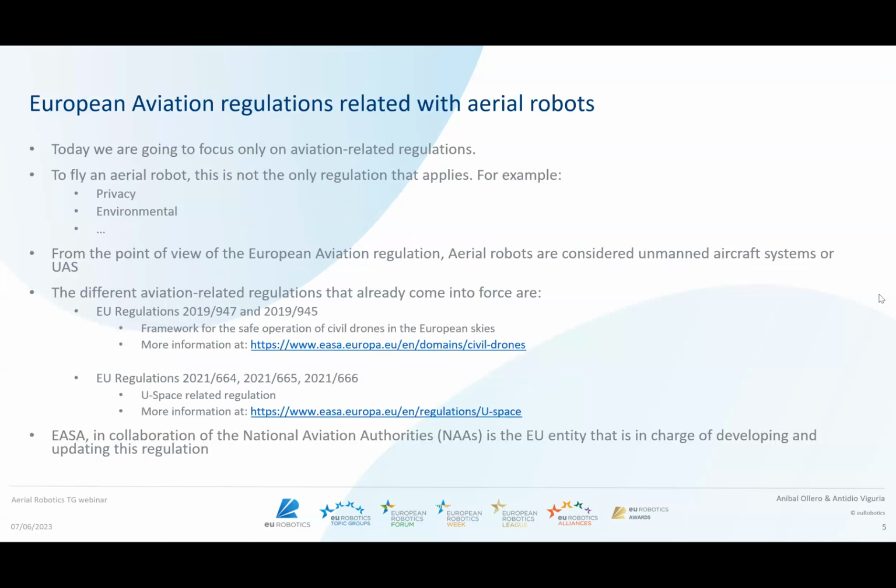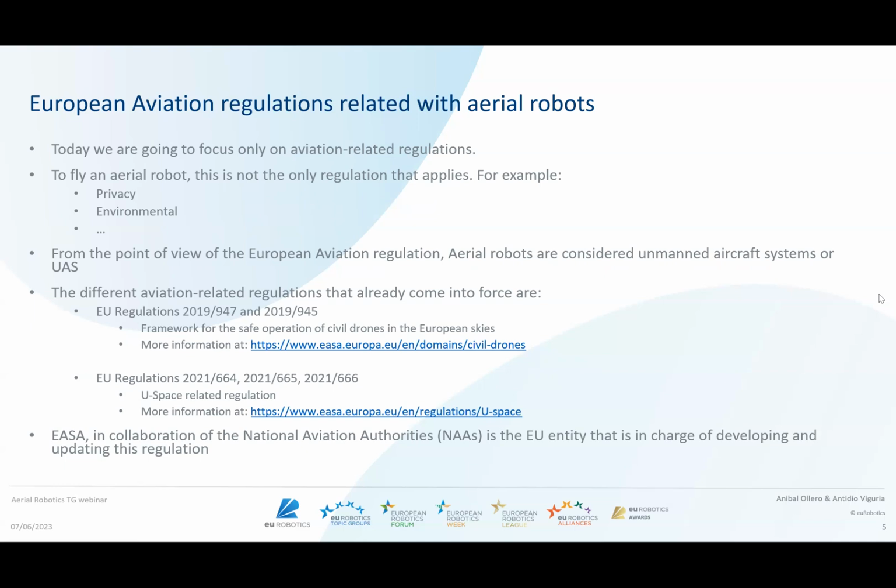Thank you, Aníbal, for the introduction. This is going to be a dense presentation. We will send it later on, because there are also a number of useful links. Today we're going to focus only on aviation-related regulation. Of course, in order to fly an aerial robot, you need to take into account other kinds of regulations: privacy, environmental, and so on. From the point of view of the European Aviation Regulation, or in general the International Aviation Regulation, aerial robots are considered unmanned aircraft systems or aircraft.